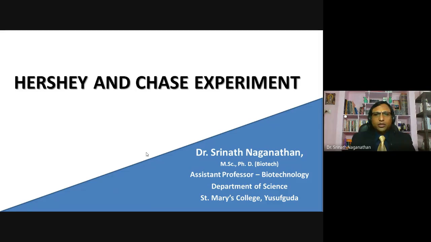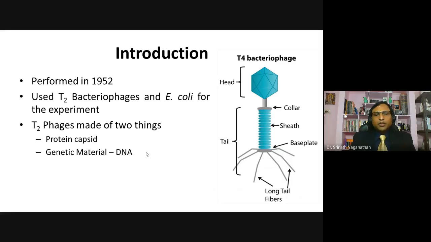Let's see this experiment. They performed it in 1952. In this, they used the T2 bacteriophages and Escherichia coli for the experiment. If you see the T2 bacteriophage, this is actually a model of T4 basically, but it is commonly the T2 bacteriophages which they have used.